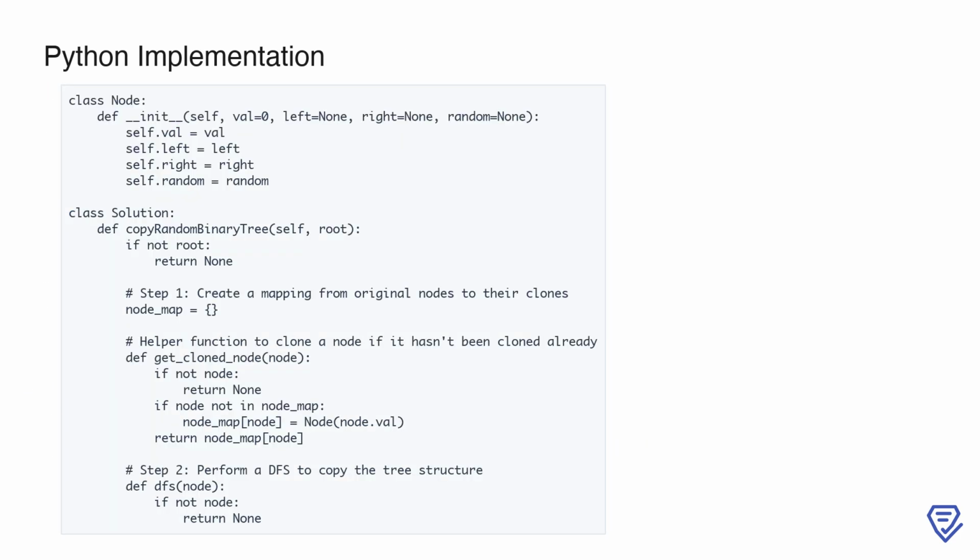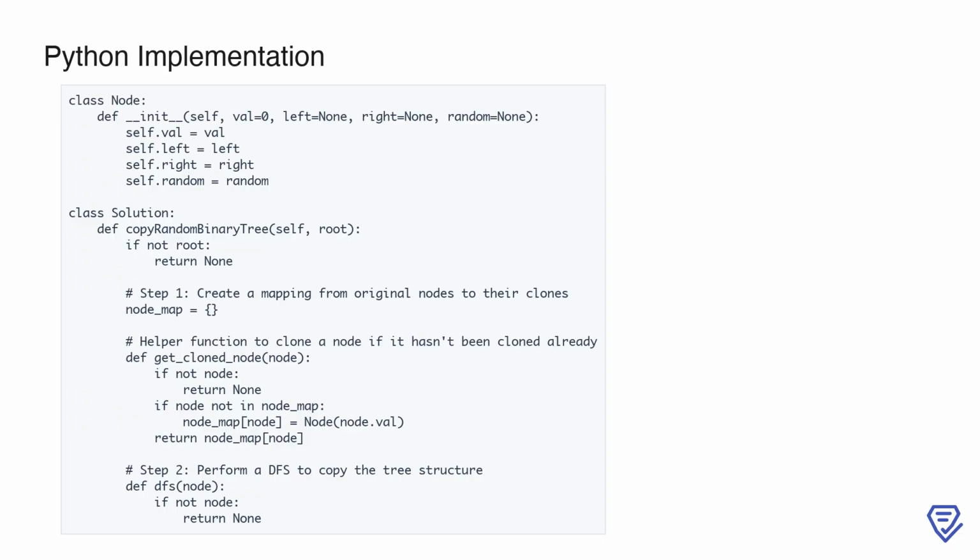Here, we start by defining the structure of our binary tree node using the node class. Each node contains a value, pointers to its left and right children, and an additional random pointer, which can point to any node in the tree or be null. In the solution class, we define the main function, copyRandomBinaryTree, which takes the root of the original tree as input.